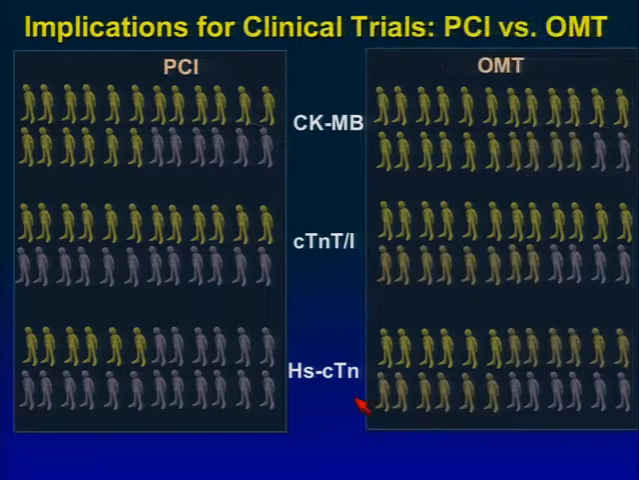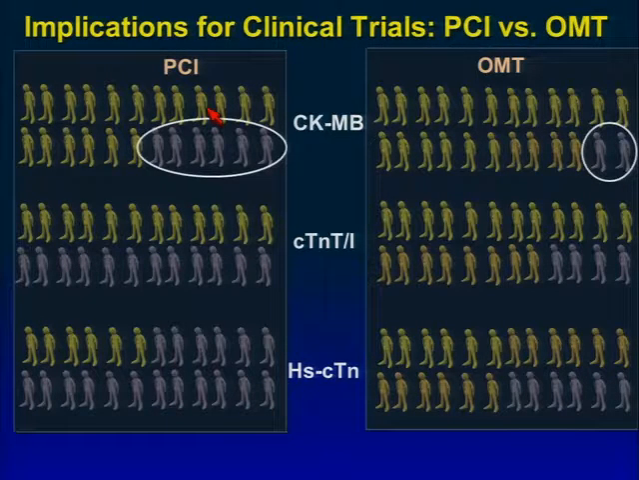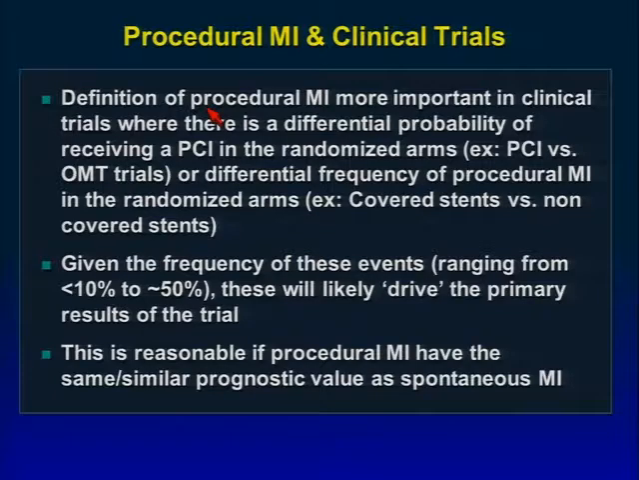But the problem becomes if the two treatment strategies have differential incidence of procedural MI, such as trials comparing PCI versus optimal medical therapy. In such trials, the frequency of procedural MI can play a significant role in the interpretation of these trials, as we'll see in the next few slides. So given the frequency of these procedural MIs ranging from less than 10% to approximately 50%, this will likely drive the primary results of the trial.